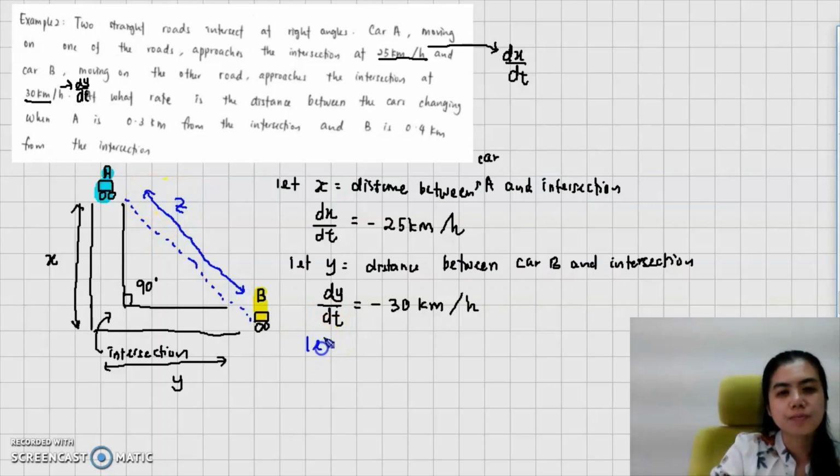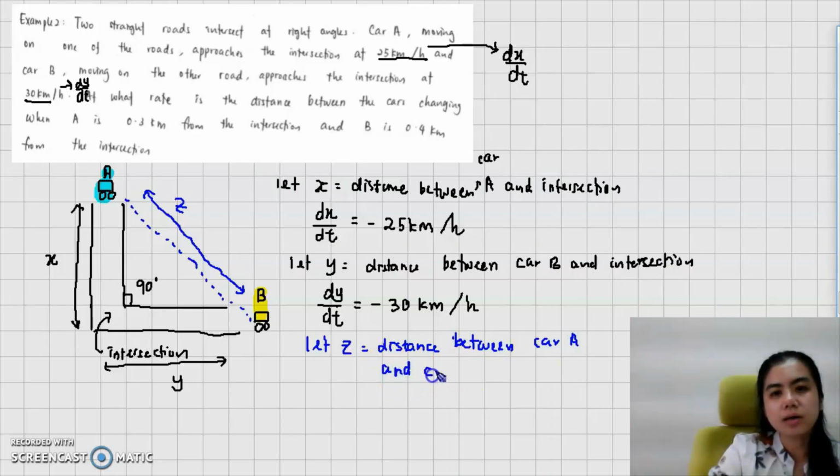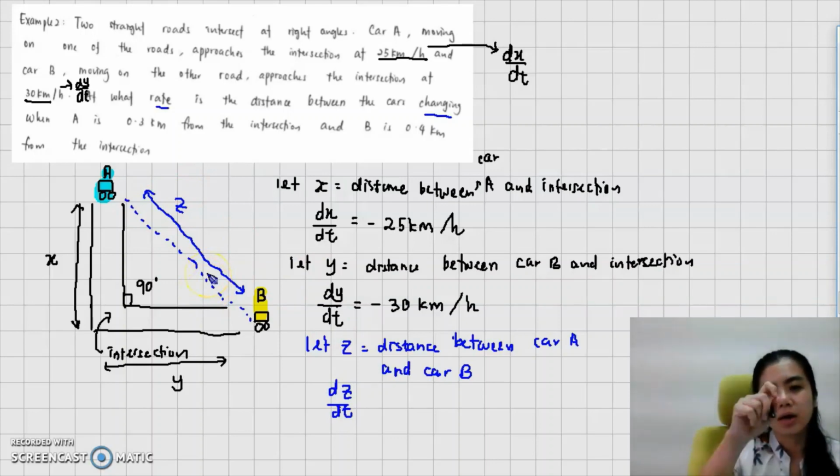Let's just assume that the distance between these two cars is z. So let z become the distance between car A and car B. They ask you to find the rate of change, which refers to dz/dt. Your distance z is always changing according to time. So now they ask you to find this.